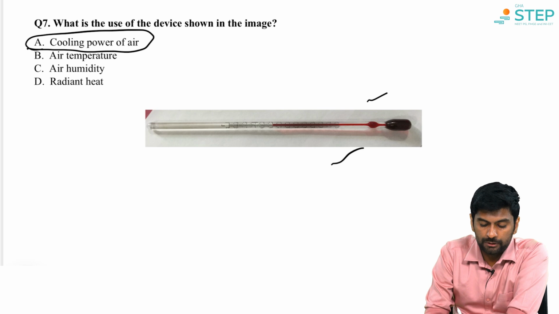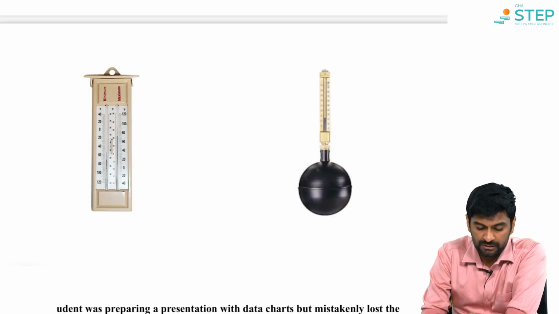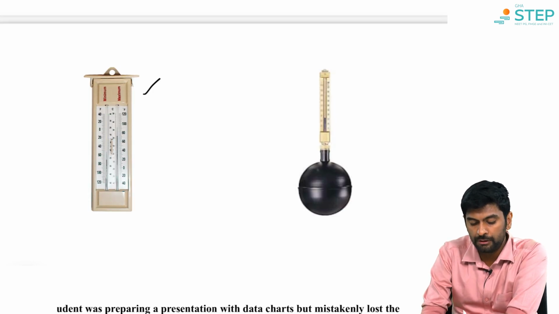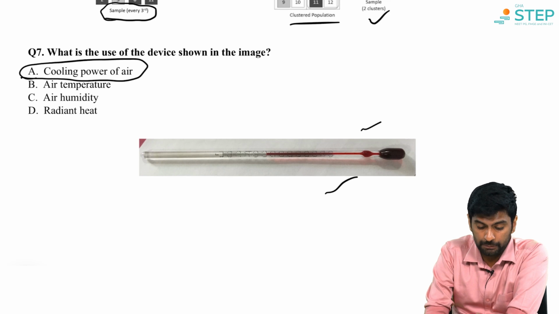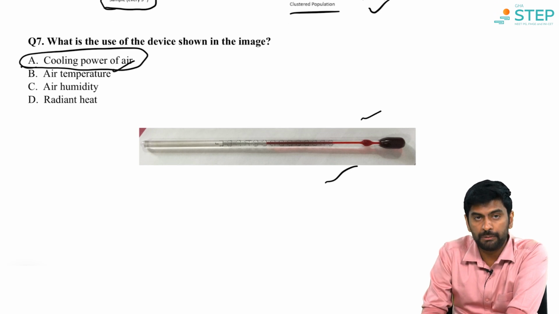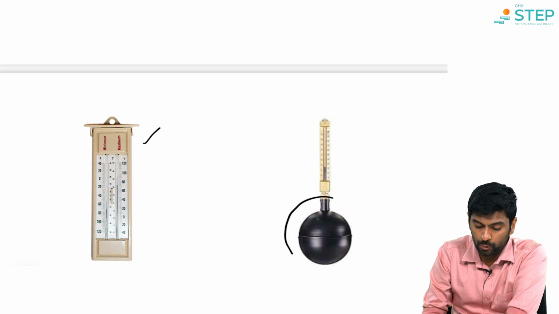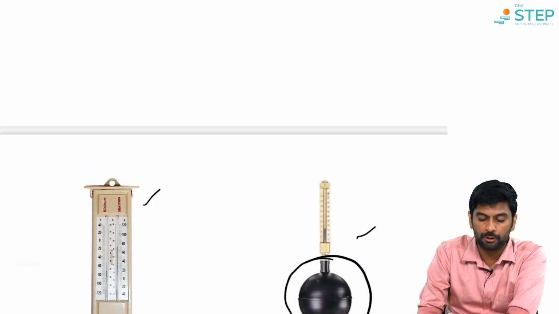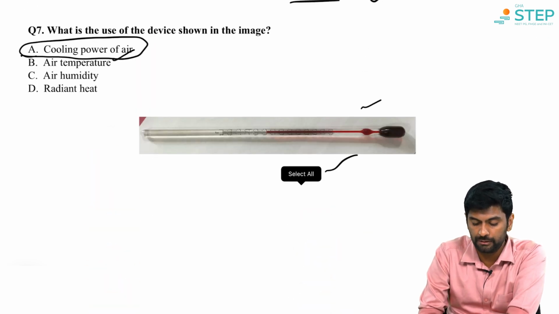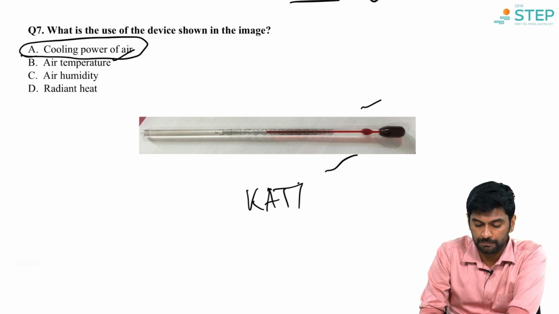And the other options are Six's maximum and minimum thermometer, which is going to measure obviously the air temperature here, and then the air humidity by a hygrometer, and the radiant heat by a globe thermometer. So the correct option would be cooling power of air by the Kata thermometer.